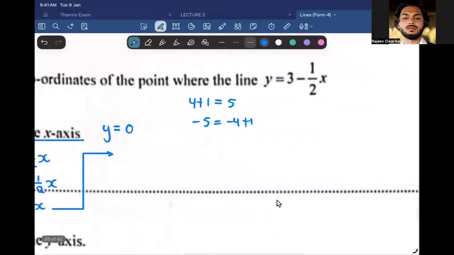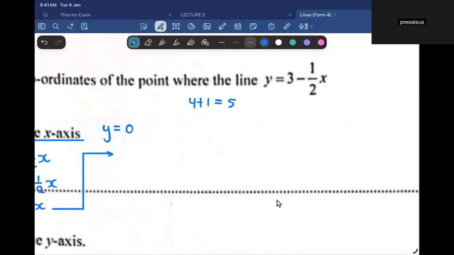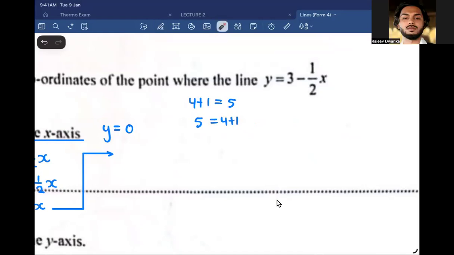If I say 4 plus 1 is equal to 5, is it right for me to say negative 5 is equal to negative 4 plus 1? Is it right for me to change the sign? The answer is no. Because Perseus, 4 plus 1 is equal to 5, and we know that. Yes, sir. So if 4 plus 1 is equal to 5, wouldn't 5 also be equal to 4 plus 1? Yes, sir.